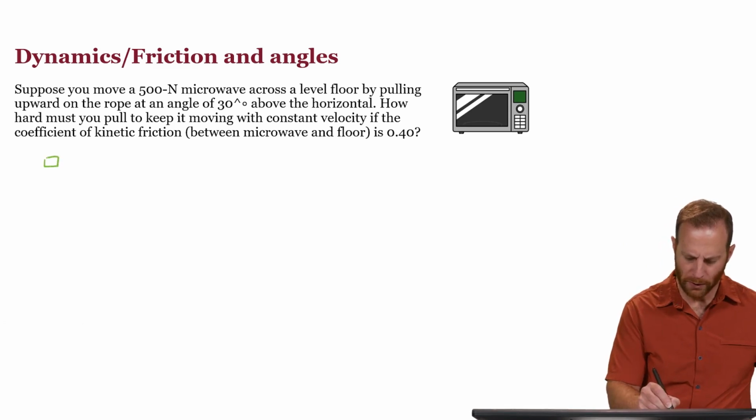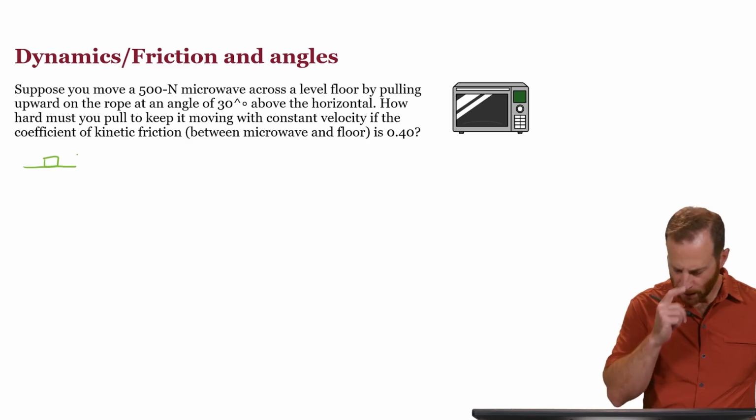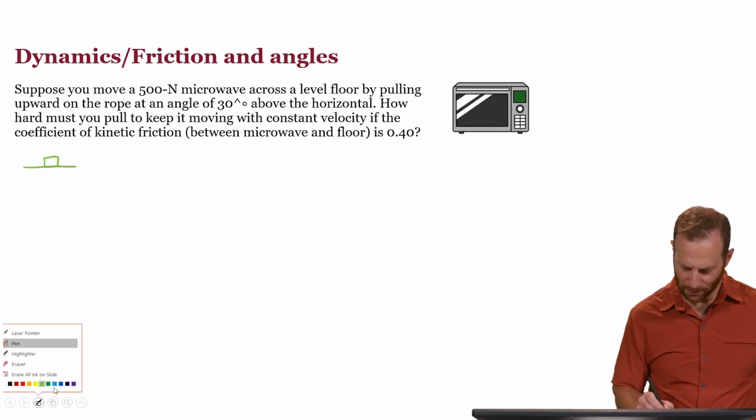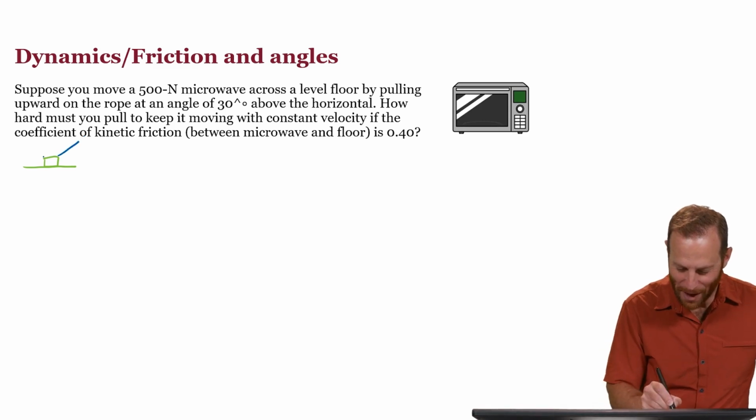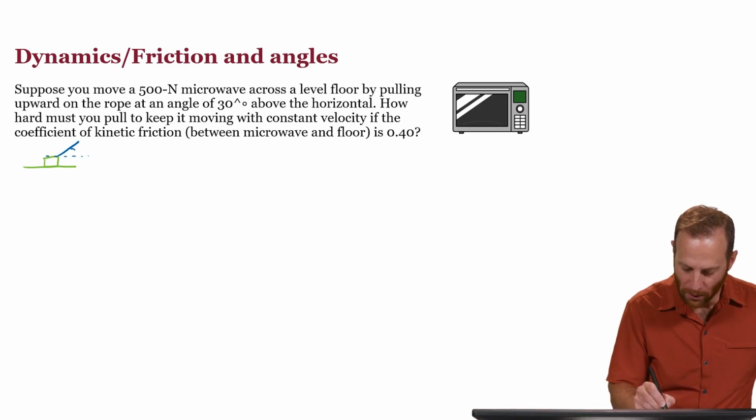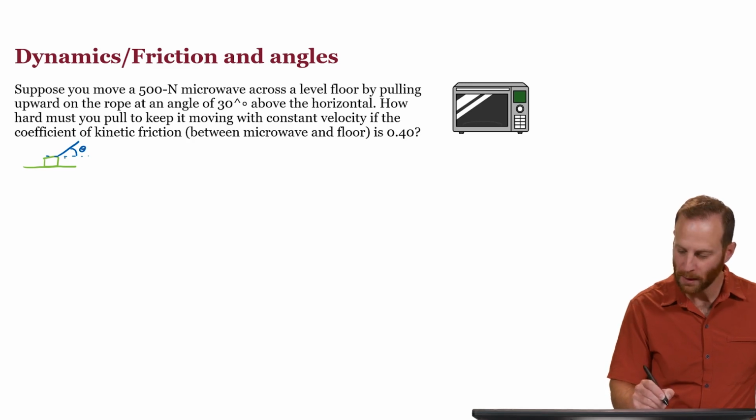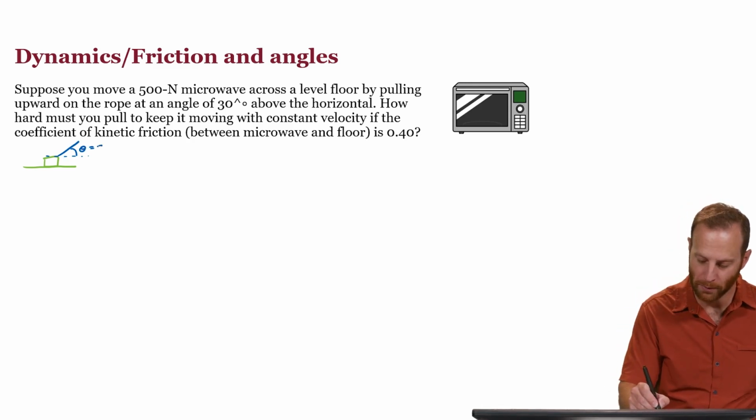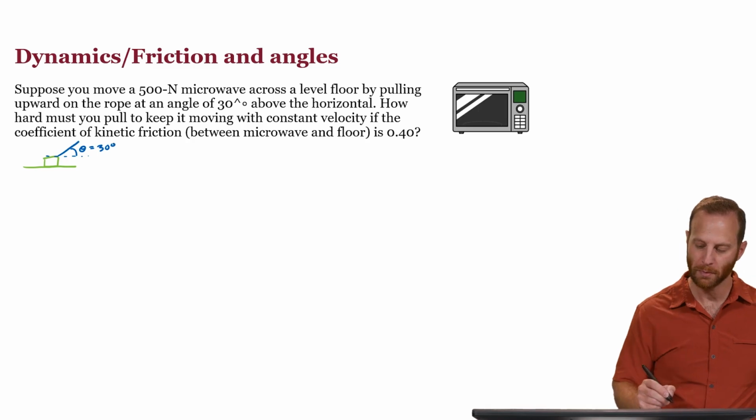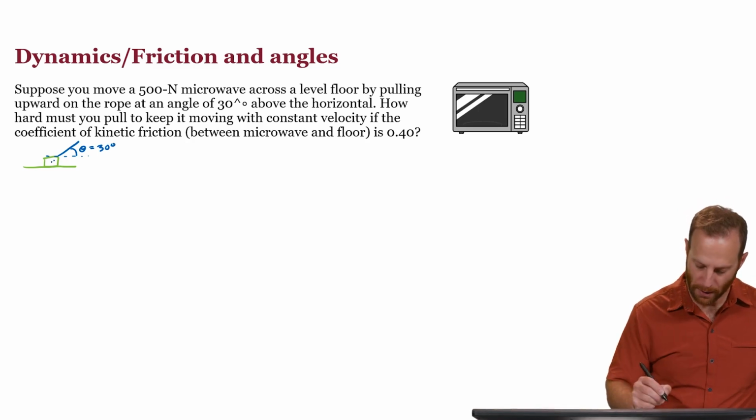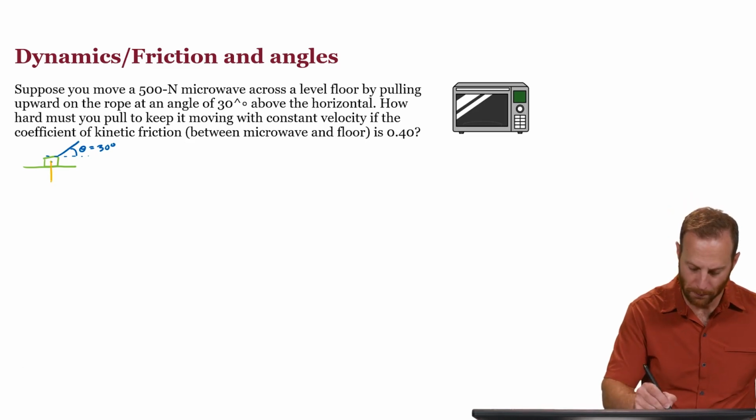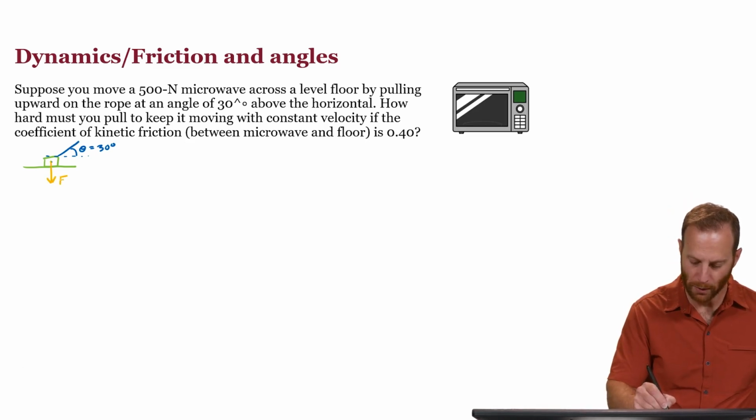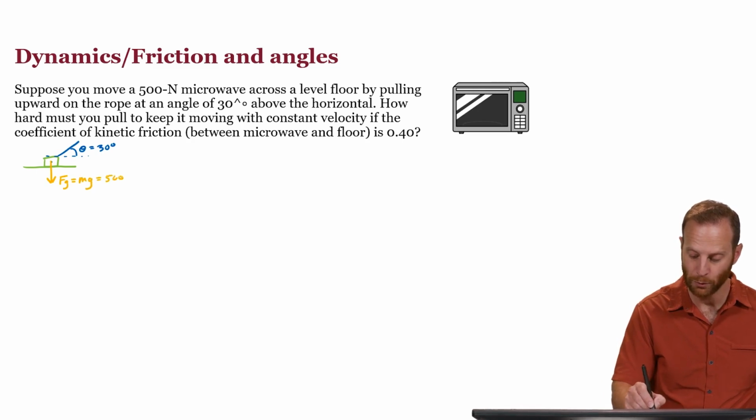The microwave sits on the floor, and someone comes over and pulls it with a rope. And that rope makes an angle we can call theta, and in this particular example, that theta is 30 degrees. There's a force of gravity that acts on the microwave, which is 500 newtons. Force of gravity is mass times g, and that's equal to 500 newtons.